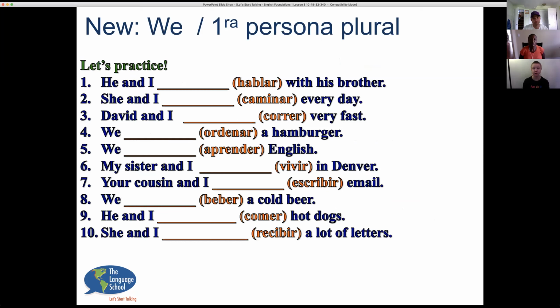He and I talk with his brother. She and I walk every day. David and I run very fast. We order a hamburger. We learn English. My sister and I live in Denver. Your cousin and I write email. We drink a cold beer. He and I eat hot dogs. She and I get a lot of letters.